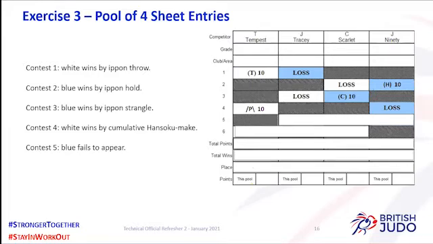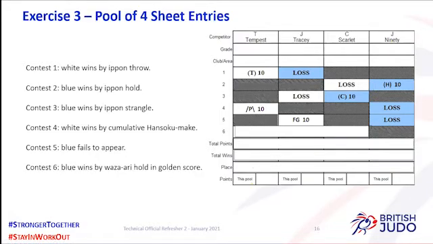Yeah. Good shout. Fusen-gachi, 10 and a loss for the blue. So blue didn't actually turn up for the 5th match, so they lost on Fusen-gachi. Blue wins by wazari in golden score for the final one. So here's the tricky bit now. Would anybody like to tell me what the total points are for Troy Tempest?